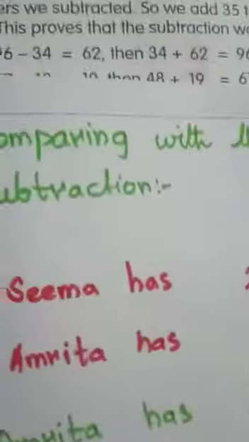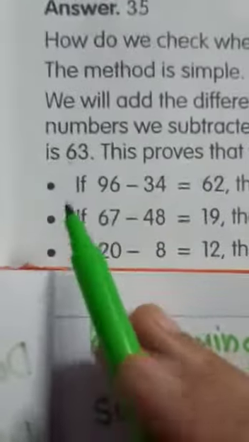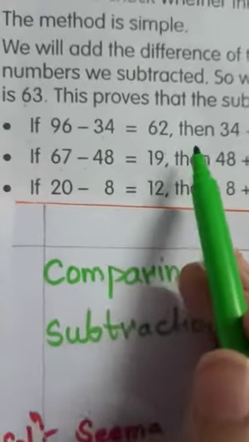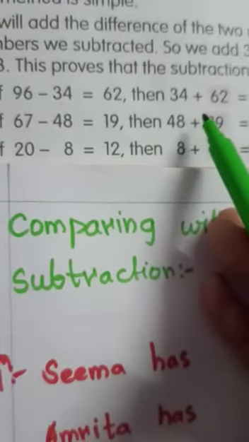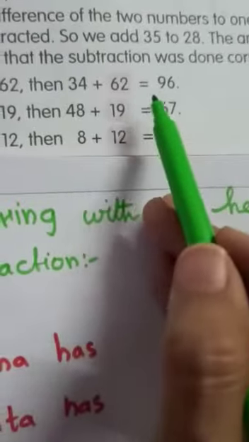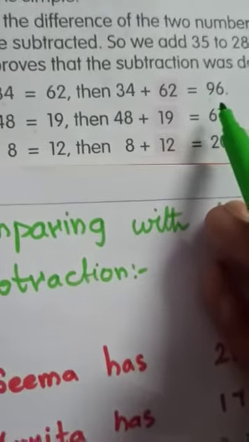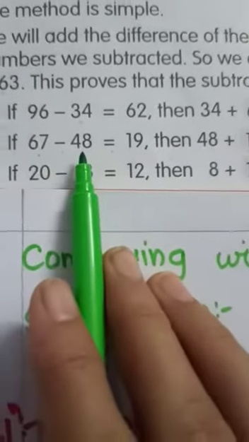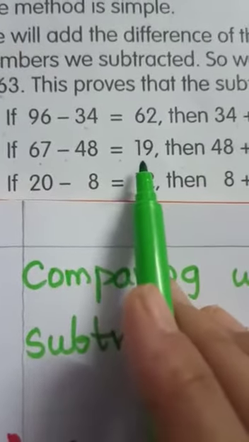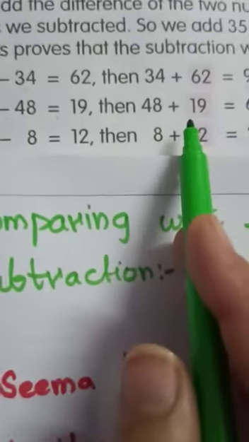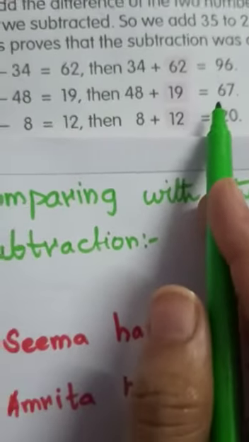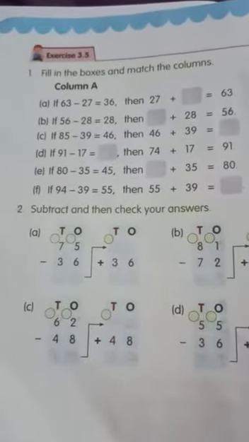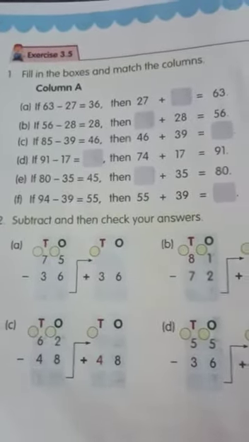Okay. Now see here. If 96 minus 34 is equals to 62, then 34 plus 62 is equals to 96. If 67 minus 48 is equals to 19, then 48 plus 19 is equals to 67. Okay now students. Now you have to do this in your textbook.